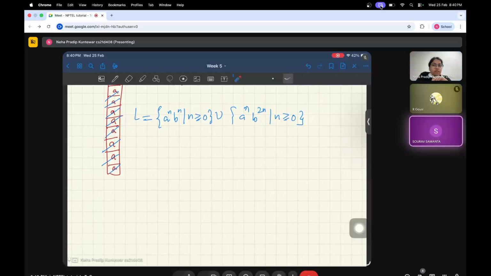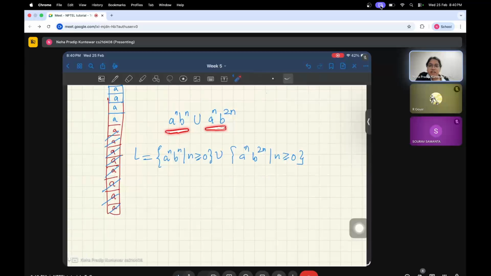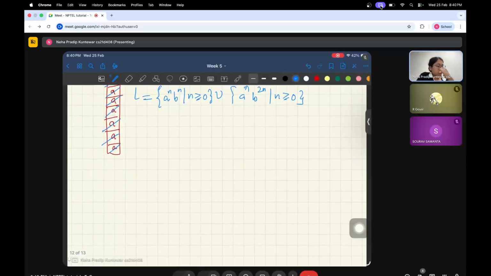So you want the language to contain all strings that have equal number of a's followed by equal number of b's, or n number of a's followed by double the number of b's. Either of those should be in the language. Yes, this is my question. What I was saying is, you don't write it like this because this is not a set by itself, right? Whenever you say union, you mean union of sets.